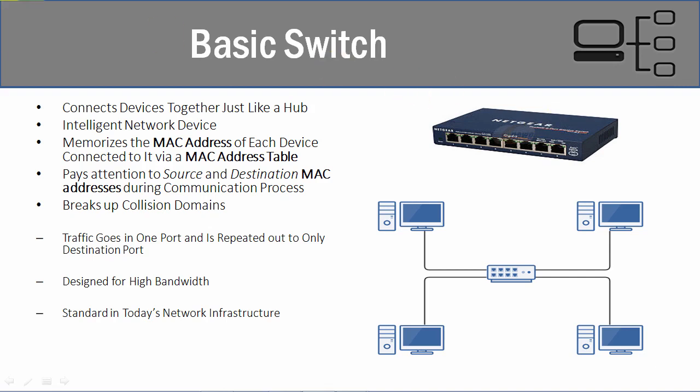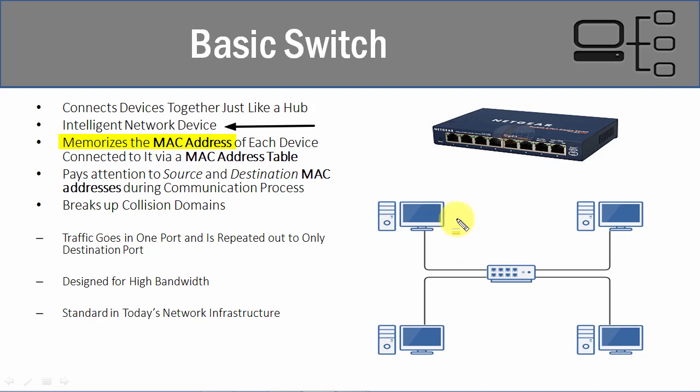Well, the big resounding difference is that a switch is what we call an intelligent network device. So remember in our previous lecture, I said that hubs are nothing more than dumb network devices, and they're multi-port repeaters. So any data that comes in on any single port goes out all the other ports. However, a switch doesn't do that. A switch memorizes MAC addresses. And I'm going to highlight this.